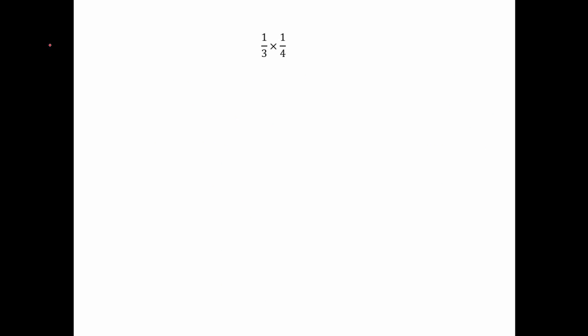Okay, multiply two fractions. Remember, when you multiply two fractions, top by the top, bottom by the bottom. So 1/3 multiplied by 1/4. Top by top, bottom by bottom. So 1 times 1 is 1 on the top. 3 times 4 is 12.